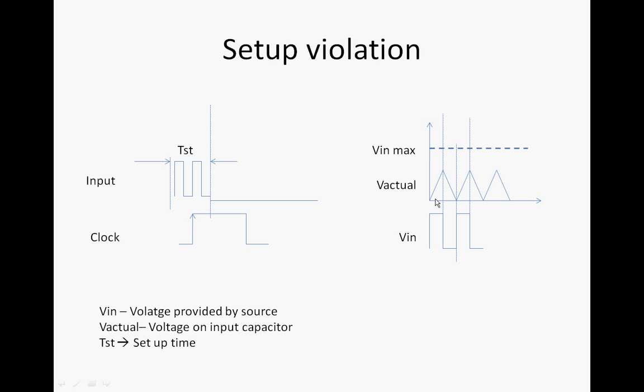What if sufficient time is not there for the capacitor to charge to full voltage? Before the capacitor charges to Vin max, we are charging and discharging it really fast. So the transistor sees the input as an integrated voltage over a period of the setup time.